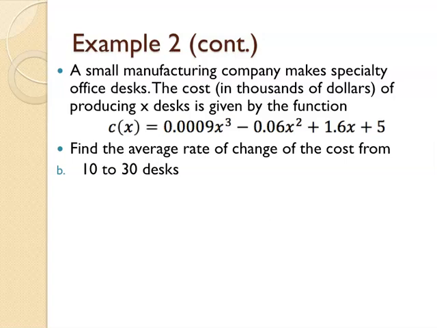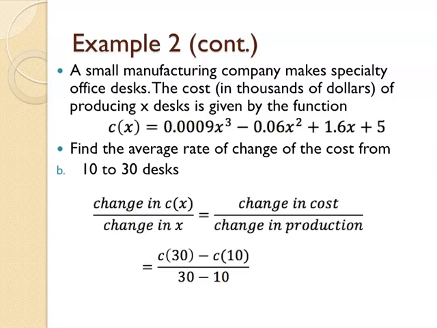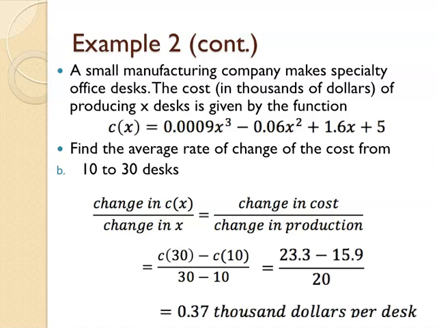All right, so let's do the same thing. C of 30 minus C of 10 all over 30 minus 10. C of 30 comes out to be about 23.3. C of 10 we already found in the last problem is 15.9. We put that all over 20, and that comes out to be about 0.37. Remember, this is in thousands of dollars per desk, so that means about $370 per desk. That's the average rate of change in terms of the cost per desk over the number of desks produced.